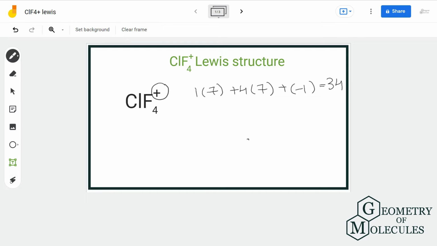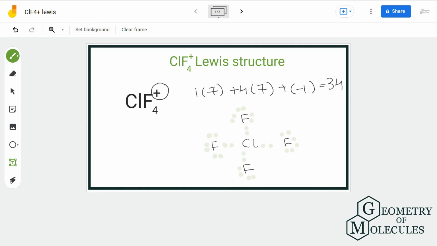For the arrangement of atoms, we will place chlorine in the center and arrange fluorine atoms around it, and then place a pair of electrons in between each atom for bond formation. Now each fluorine needs 6 more electrons for a complete octet, so we'll assign 6 to each one of them.